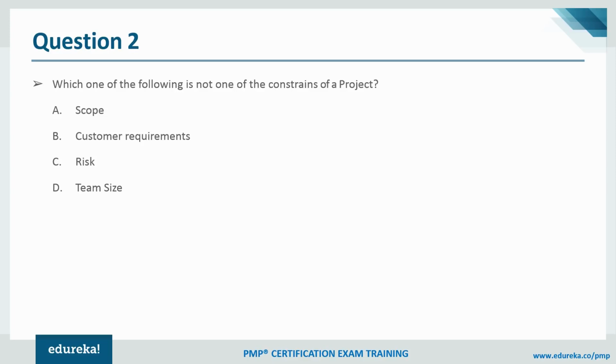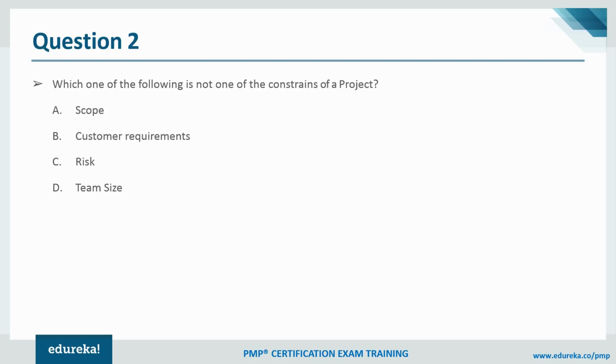Okay, I can see two people have written customer requirements, and maximum of you have written team size. Okay, so we have to choose from B to D. Let us look at all the options.